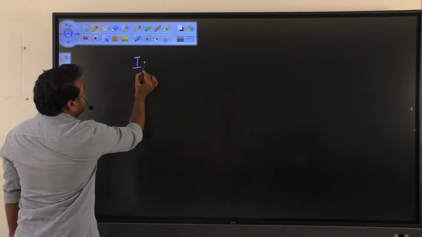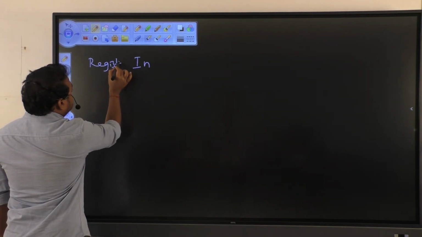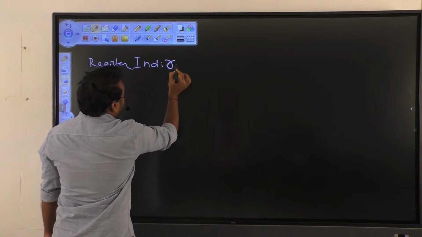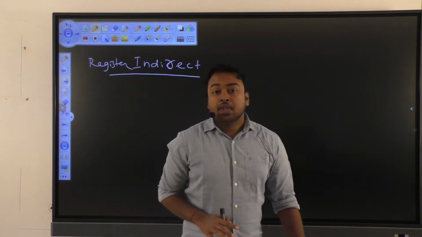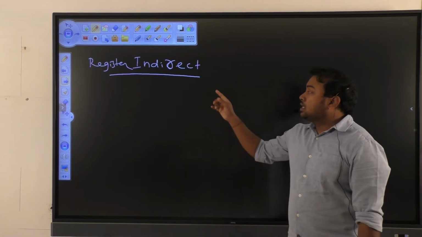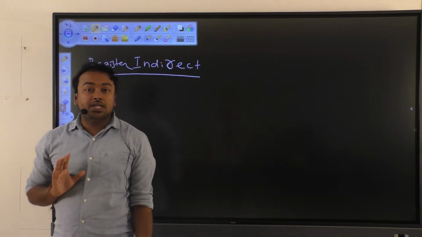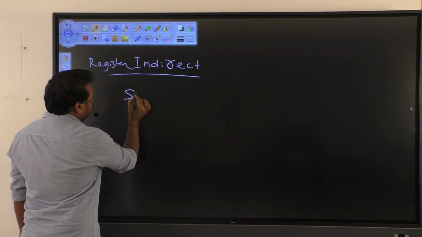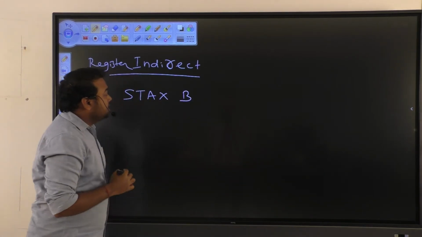Then register indirect addressing mode. Here the address of the data is present indirectly. That is, STAX B.